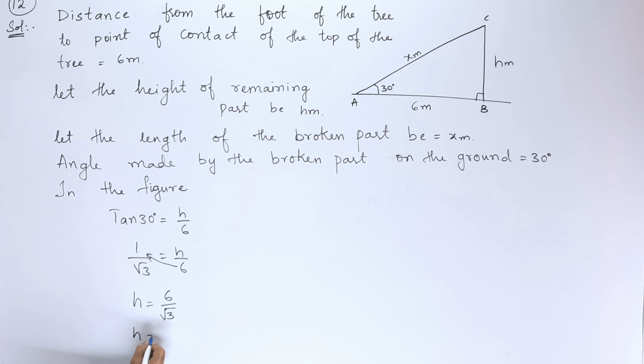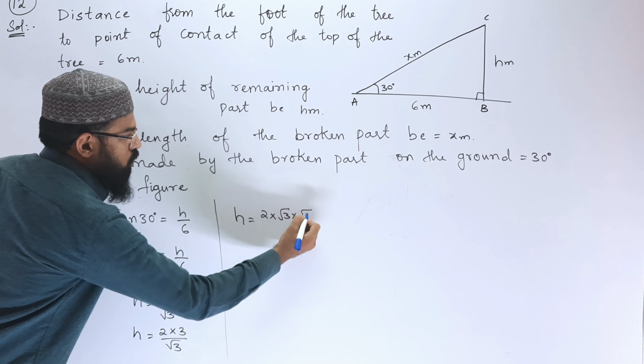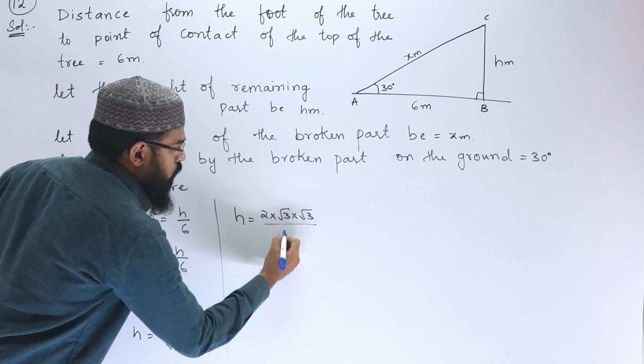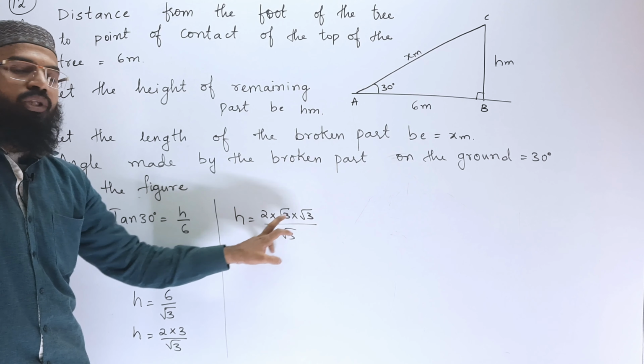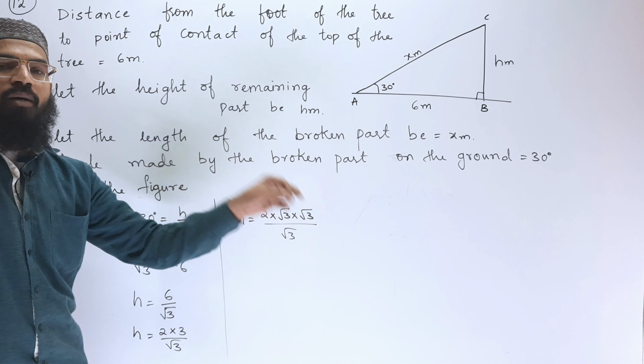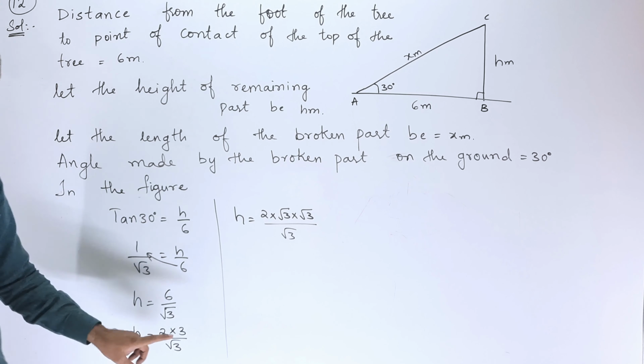We can write this 6 as 2 into 3 by root 3. This 3 can be written as root 3 into root 3. So h is equals to 2 into root 3 into root 3 by root 3. Why can we write this as root 3 into root 3? Root 3 into root 3 will become 3. Root 3 and root 3 get cancelled. So h is equals to 2 root 3. So this is the height of the remaining part.